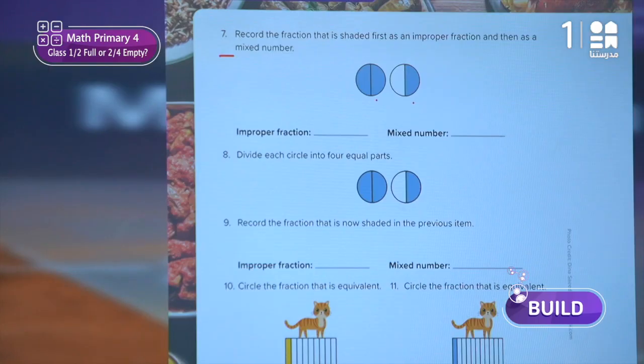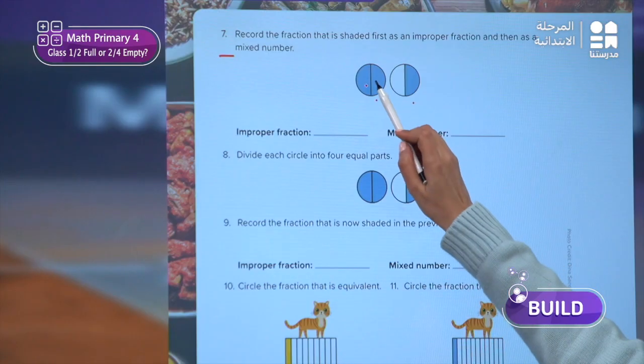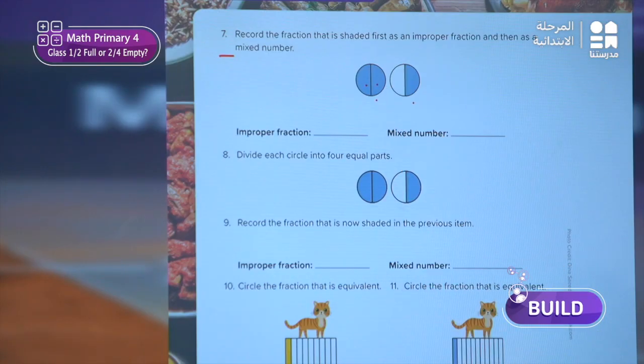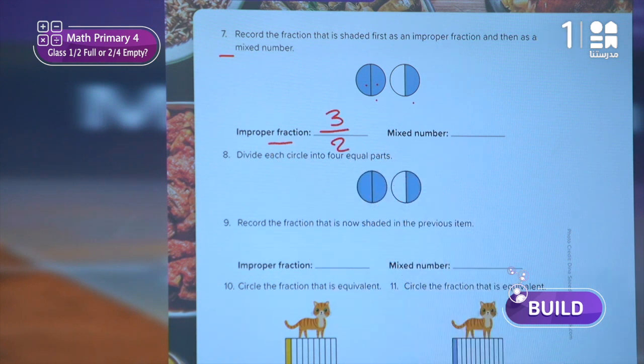I'm sure now that all of you understand what the denominator will be. Of course, the denominator will be 2, right? And how many shaded parts do I have? I have 3 shaded parts. That means the improper fraction is 3 shaded parts out of 2, or 3 over 2.